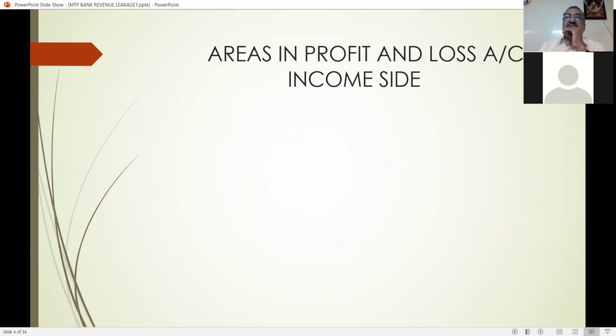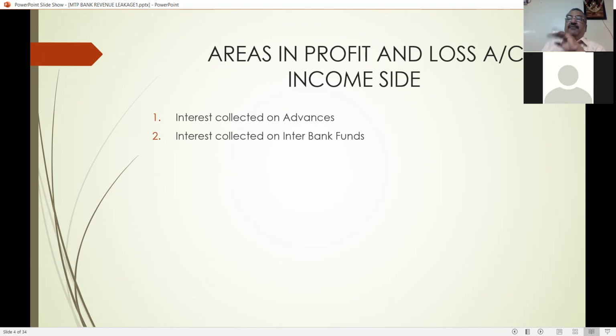Now, what are the areas in the profit and loss account? Income side. Now you have to forget all loans. You are going to concentrate on the P&L account. What's the income side? Interest collected on advances. Interest collected on the interbank funds. That we will discuss. What is interbank funds? I will discuss. I will tell what's the commission on brokerage.